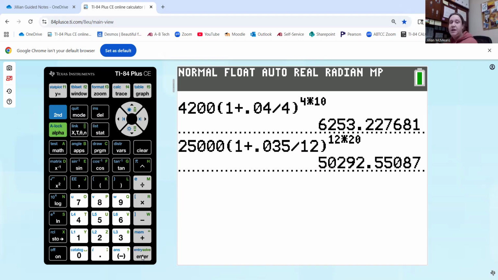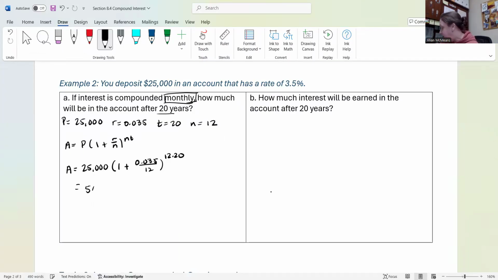And again, we're going to do some rounding here. We have $50,292, and we have 0.55087. Well, the second 5 after the decimal is what we're rounding to. Directly to the right of that is a 0, which tells us to round down. So we're going to leave this at $50,292.55. Okay? So let's go back to the worksheet. Okay, so we have $50,292.55 in the account.